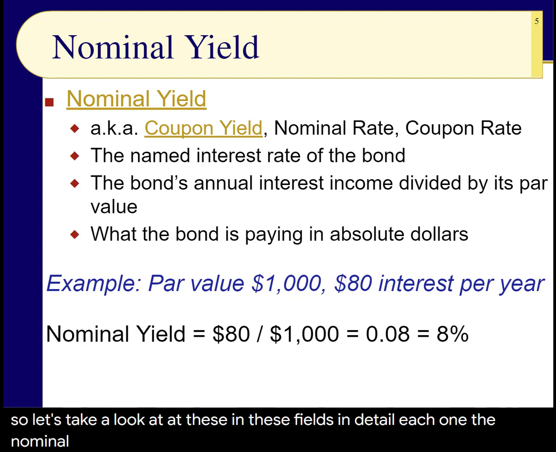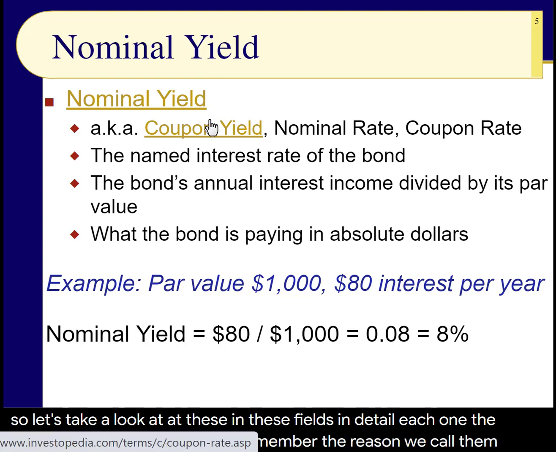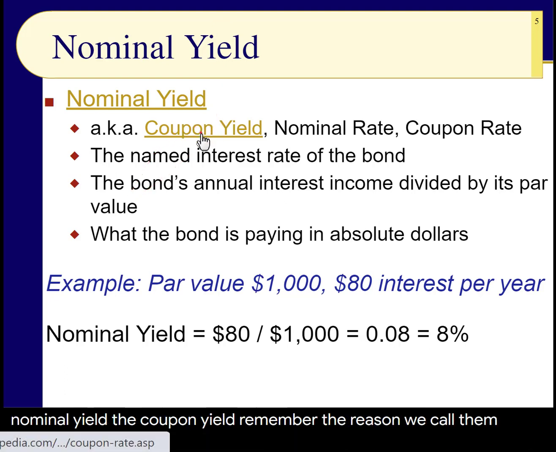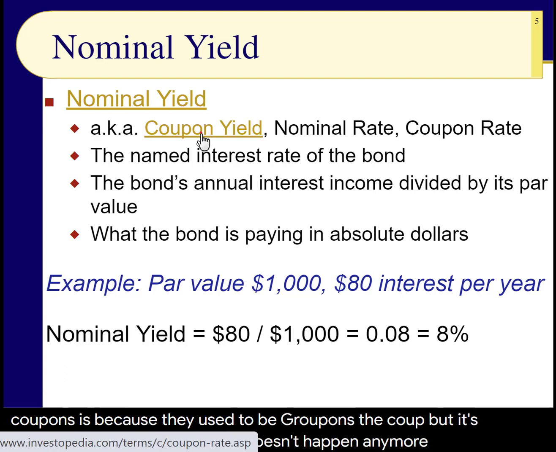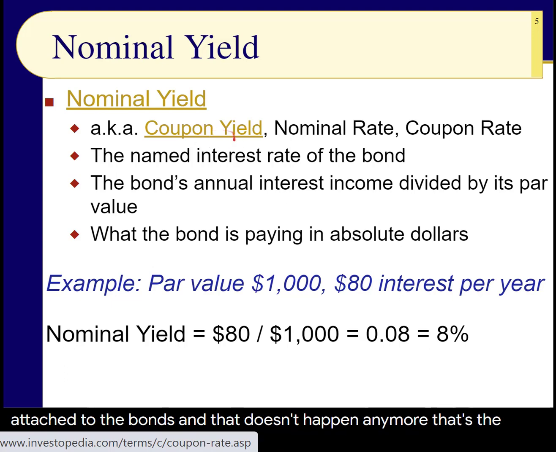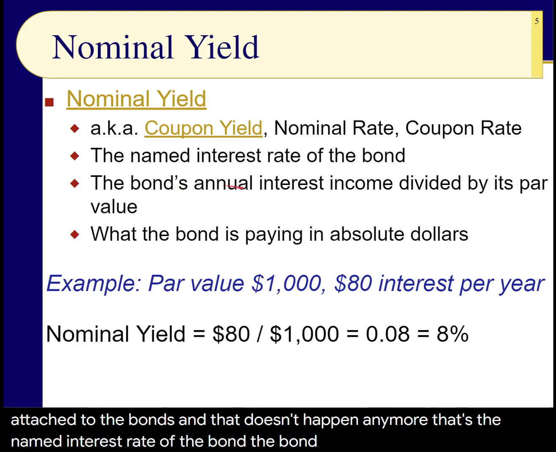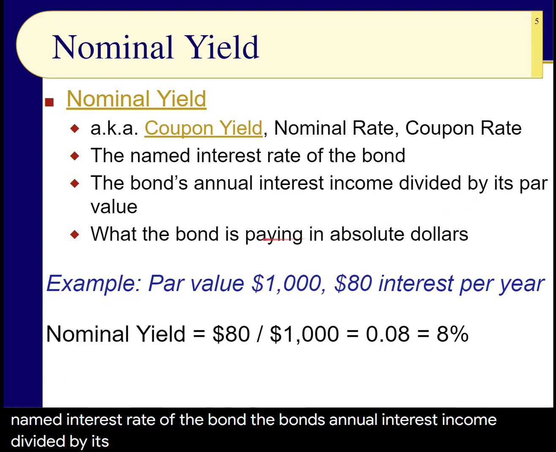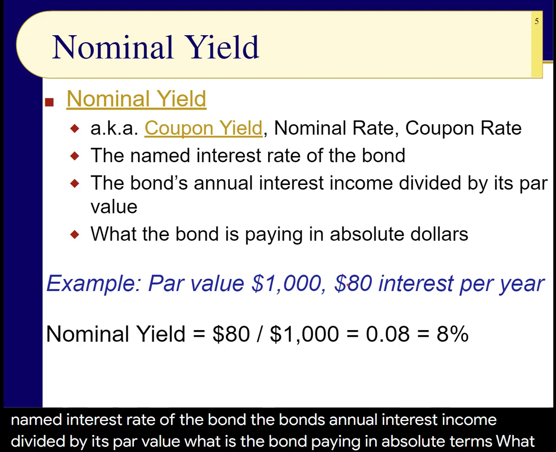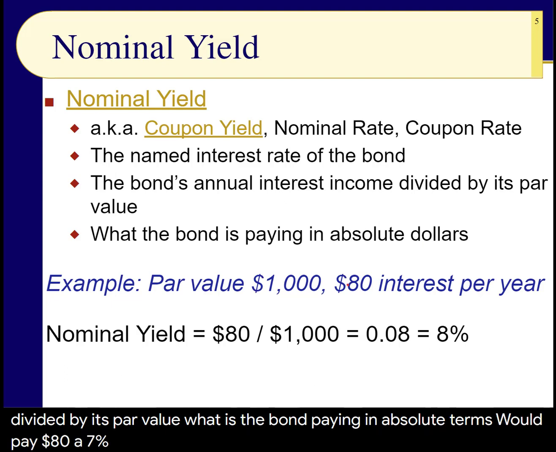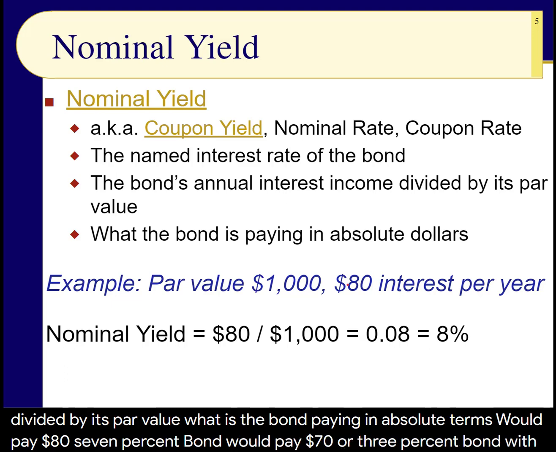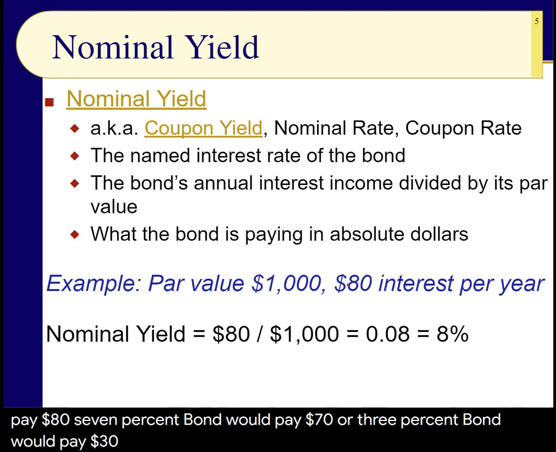The nominal yield, the coupon yield. Remember, the reason we call them coupons is because they used to be coupons. The coupon is attached to the bonds. That doesn't happen anymore. That's the named interest rate of the bond: the bond's annual interest income divided by its par value. What is the bond paying in absolute terms? An 8% bond would pay $80. A 7% bond would pay $70. A 3% bond would pay $30, not 30 cents.